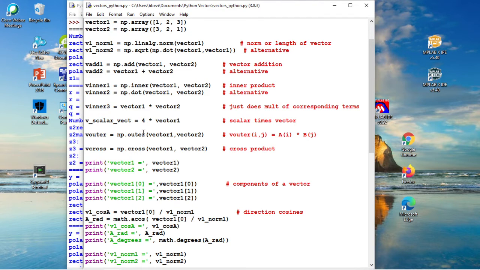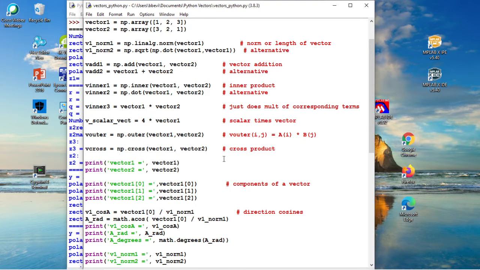Here I'm doing the outer product, and the outer product is defined as this. The ij component of this matrix is equal to the ith component of A times the j component of B. So don't worry about that. Cross products, if you get into tensors and do some stuff like that in higher level math, you'll see some things that look like this.